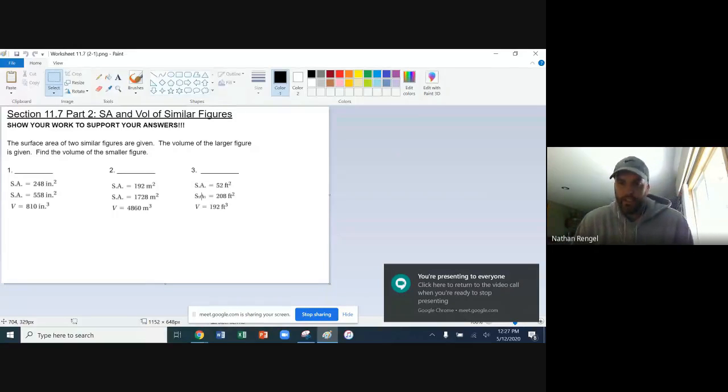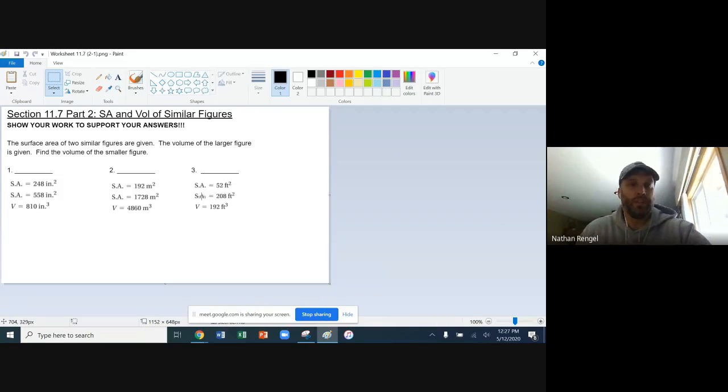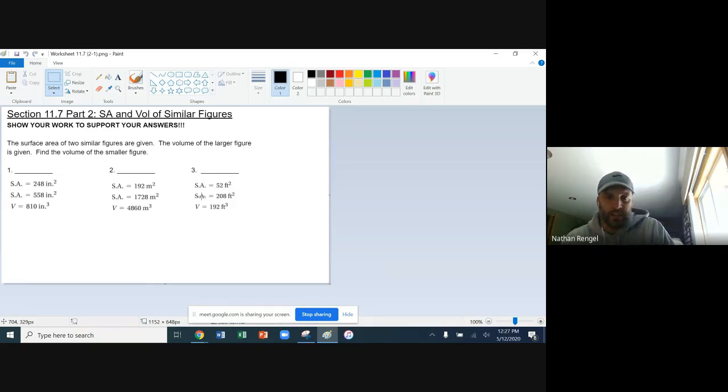Hey, Geometry had a request to take a look at 11.7, number 1 from part 2. And we're getting into how to find scale factors of area and volume and use them. In this case, we're going to be finding a missing volume. So the surface area of two figures is given. The volume of the larger figure is given. Find the volume of the smaller figure.